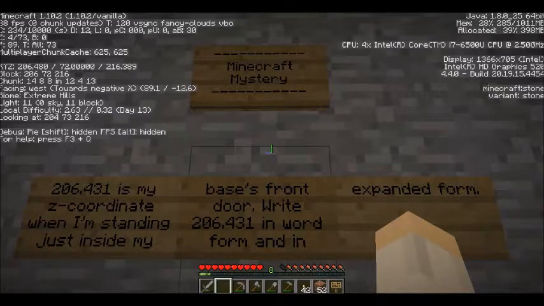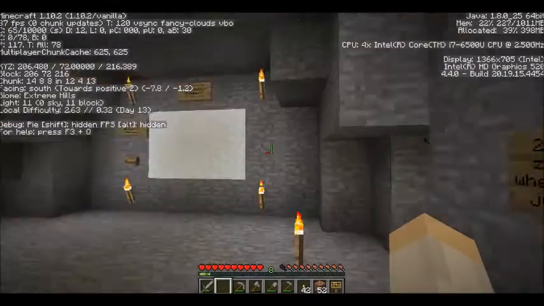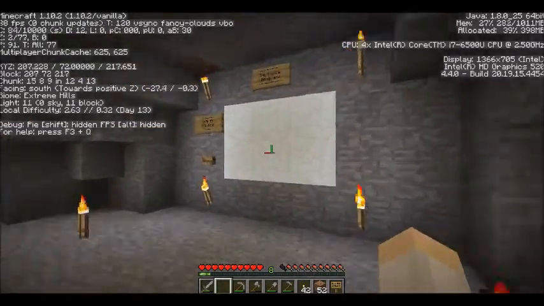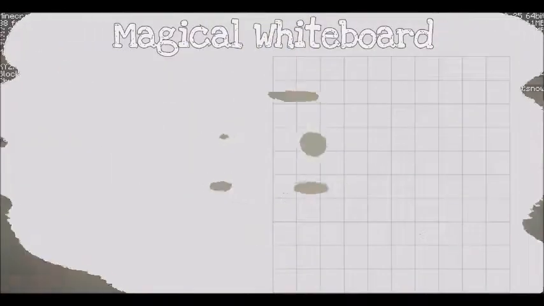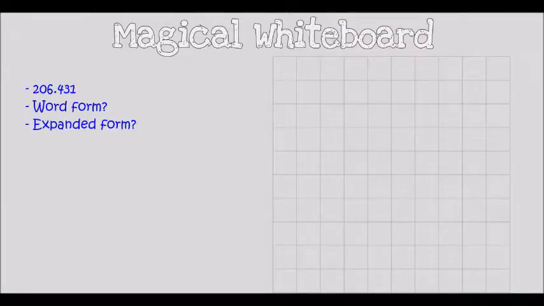I want to write 206.431 in word form and expanded form. That sounds tough. And when math gets tough, we go to the magical whiteboard. So let's make a list of what we know. The Z coordinate just inside the front door of my base is 206.431. We want to figure out how to say that number in actual word form using official math language, and also how to write that in expanded form. So this really isn't a problem-solving situation as much as a communication situation.